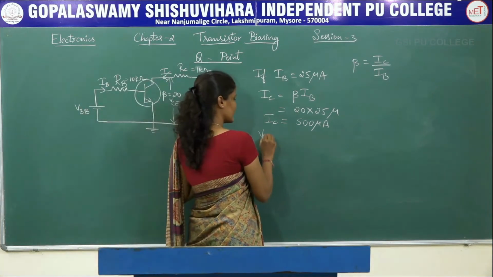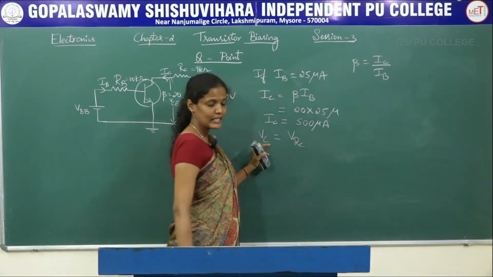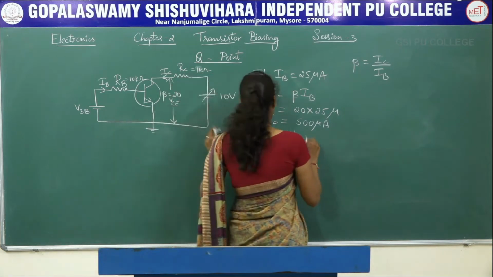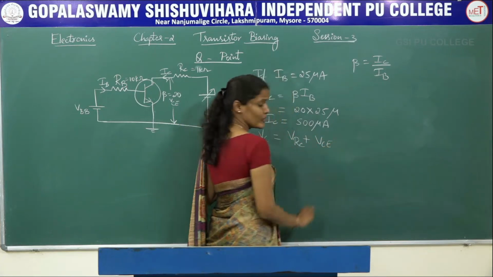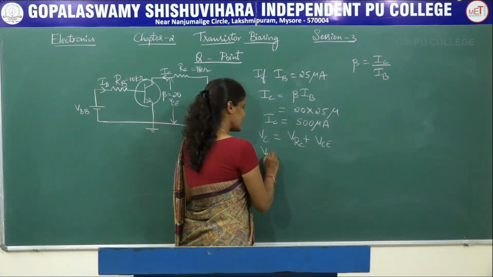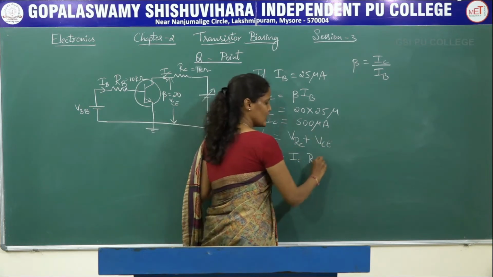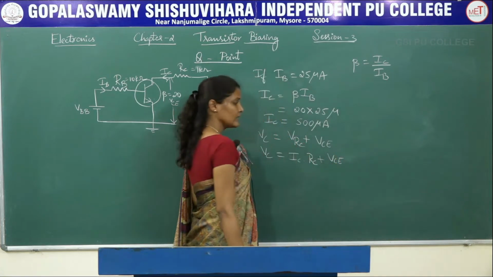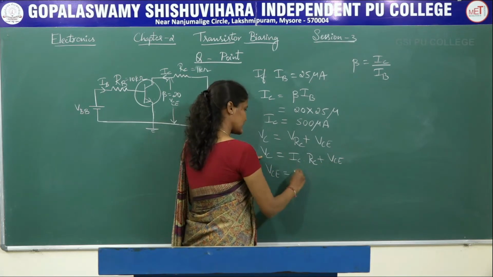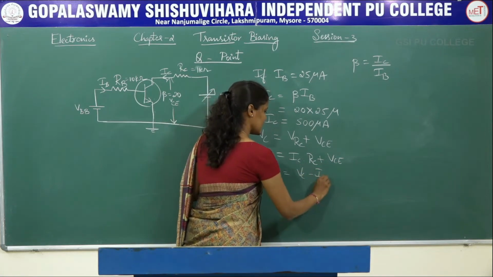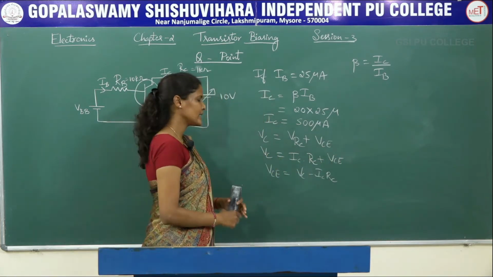So the voltage of 10 volts will be distributed across RC and these two terminals. Let me call this VC itself. VC is equal to the voltage drop across the resistor RC, let us denote it by VRC, and the voltage drop across the collector emitter junction, let us name it VCE. So VC equals VRC, that is the current through the resistor RC times RC, plus VCE. Now let us calculate this VCE. VCE equals VC minus IC into RC.